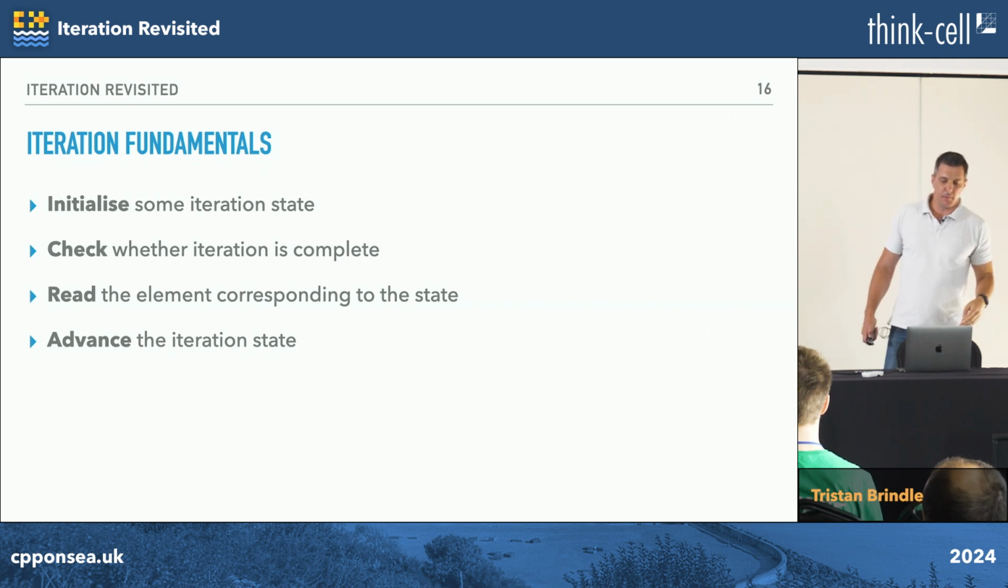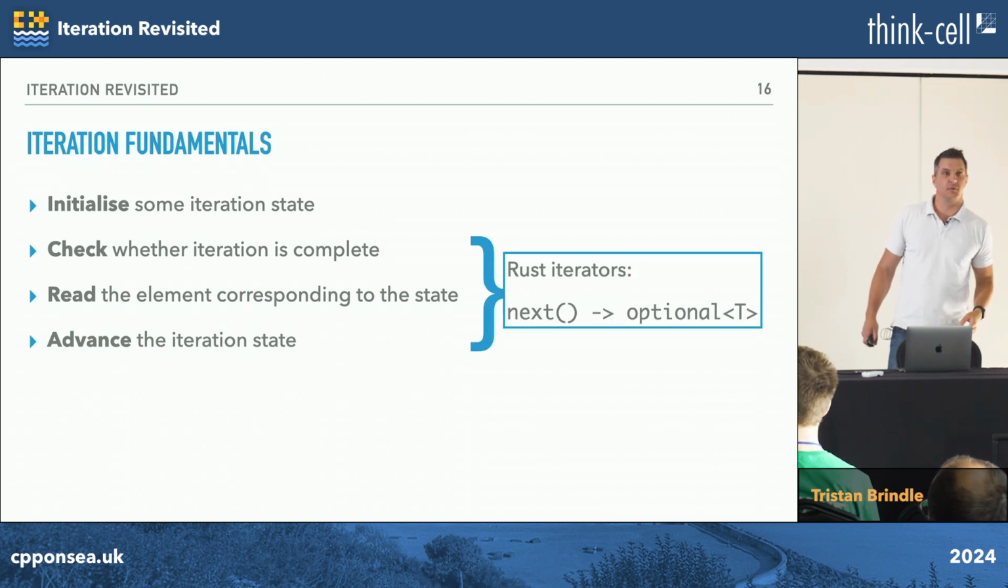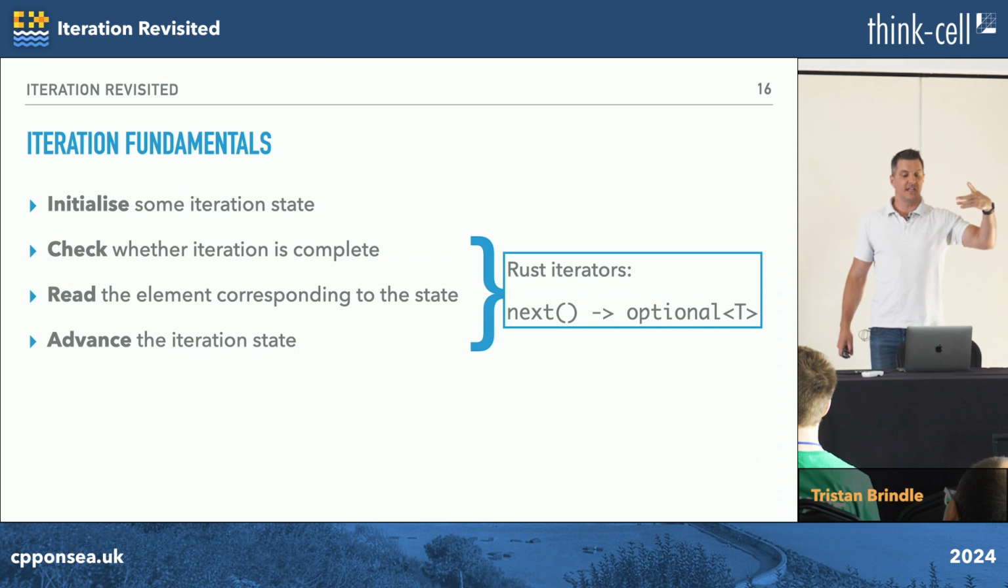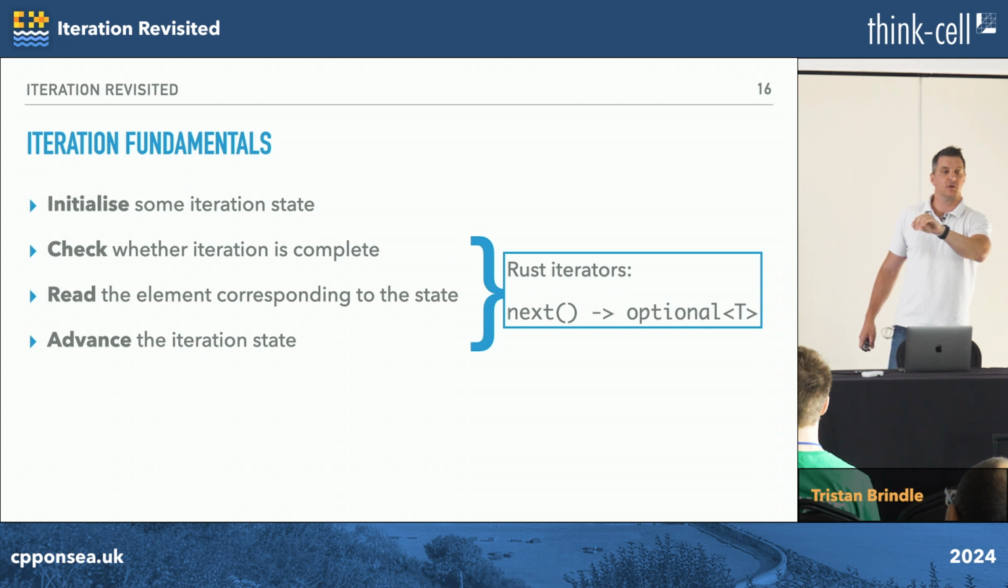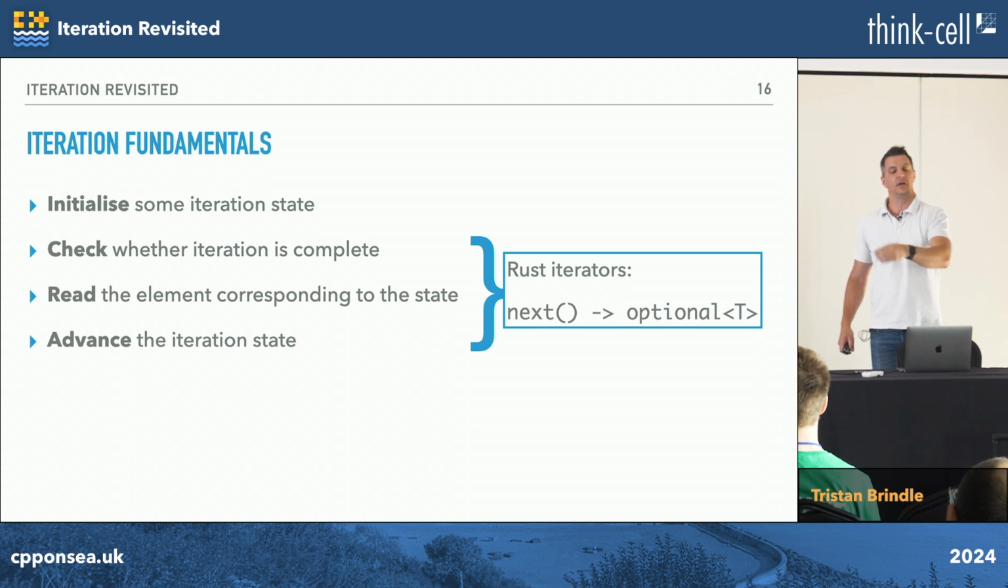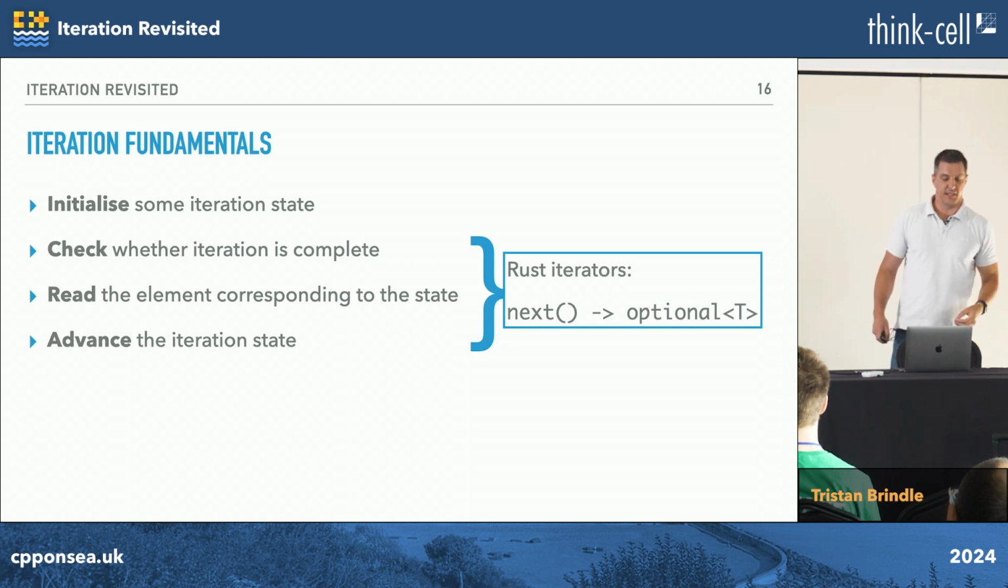Some people might be familiar with Rust iterators, for example. Rust iterators fuse together the check, read, advance operations into a single function called next that returns you an optional. So you call next, it gives you the first element. You call next again, it gives you the second element, and so on, until eventually it returns you an empty optional, which signals that iteration is complete. So it fuses together these operations.